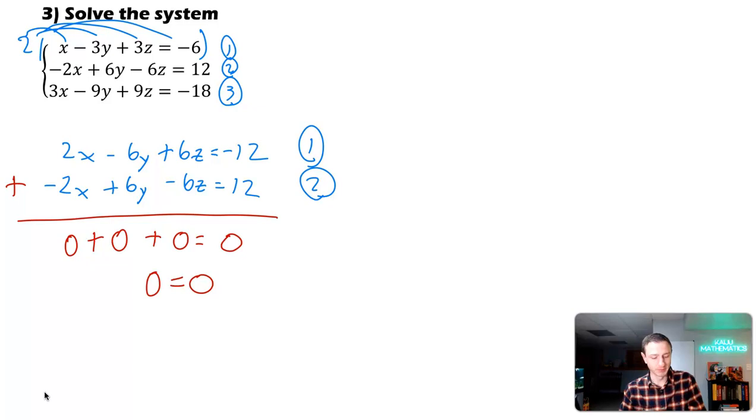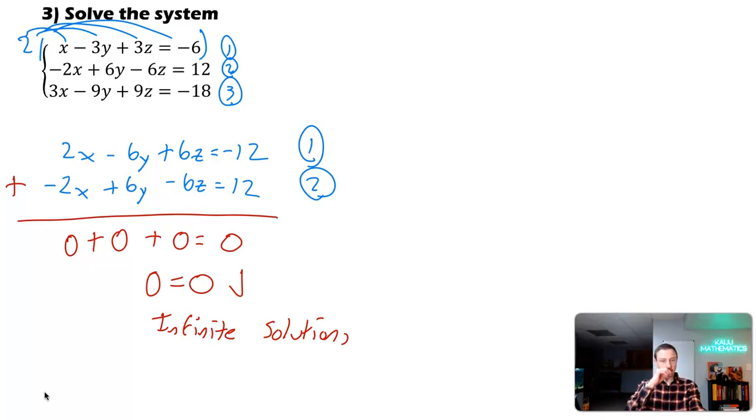So in this problem, the x, the y, the z, they all dropped out, and we get a statement saying 0 equals 0. 0 does in fact equal 0, so we would say infinite solutions, because we get a true statement. So that means there's infinite solutions.